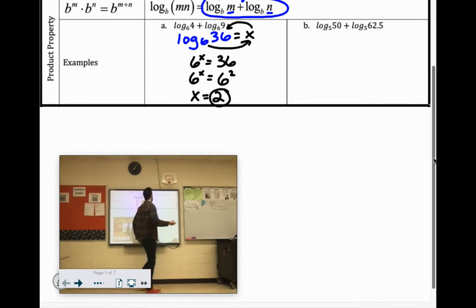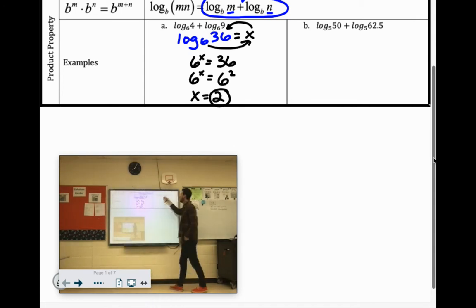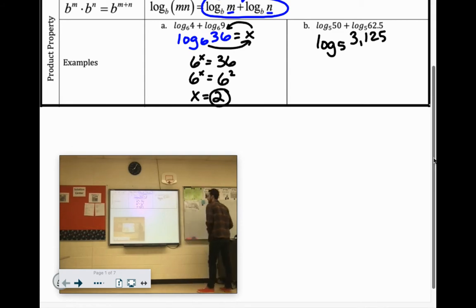Right? So here, again, we have the same little base there, the 5. So we can multiply these together. And 5 times 62.5 is 3,125, if I'm remembering correctly. Let me double check that. 50 times 62.5, 3125. Great.